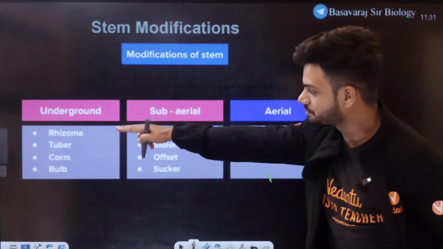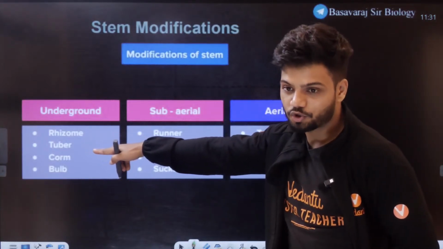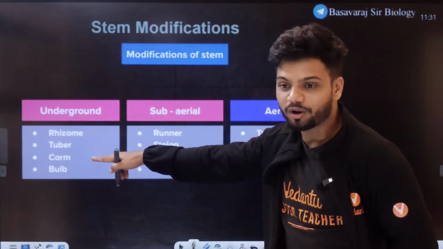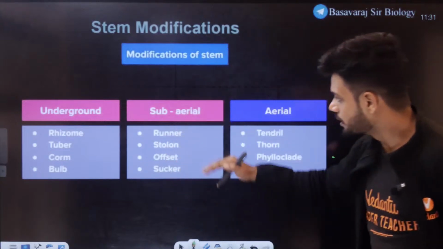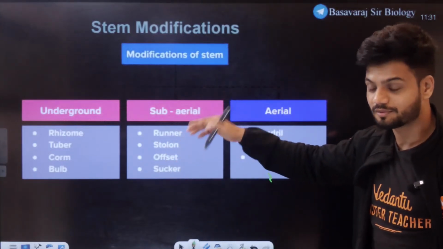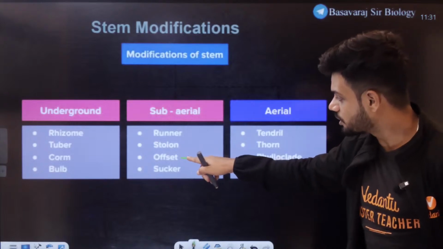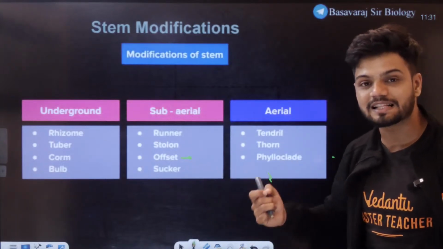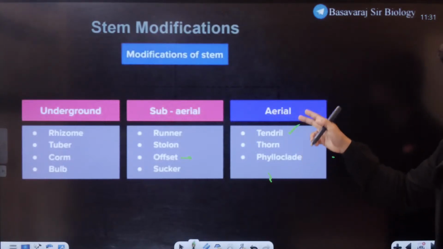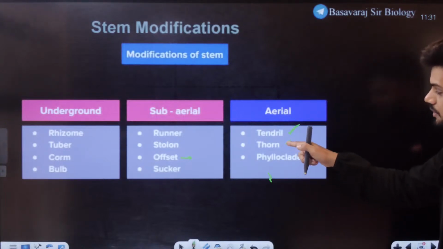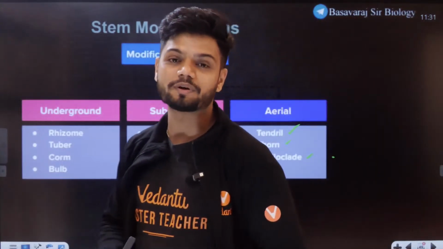Okay. So underground stem, we learned about rhizome: ginger, turmeric, banana. Tuber is potato. Corm is colocasia. Bulb is onion. Runner is going to be strawberry. Then they have stolon: mint and jasmine. Offset is going to be eichhornia and pistia. Sucker is going to be chrysanthemum, banana and pineapple. Tendril, we learned in the case of cucurbita, pumpkin, grapevine. Thorn in the case of citrus and bougainvillea. Phylloclade, example is euphorbia as well as opuntia.